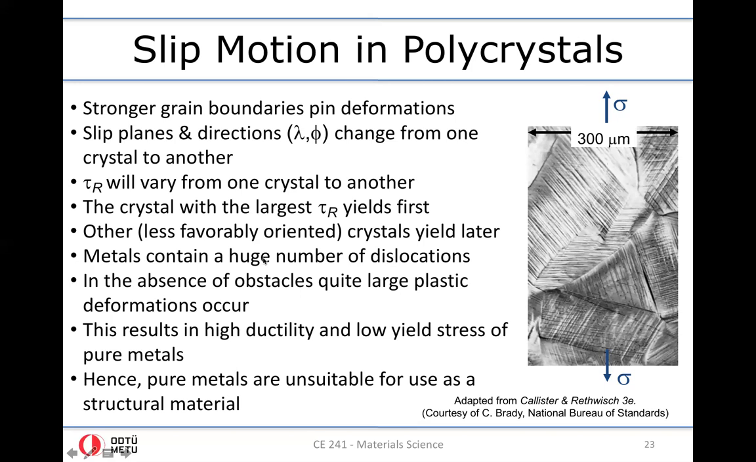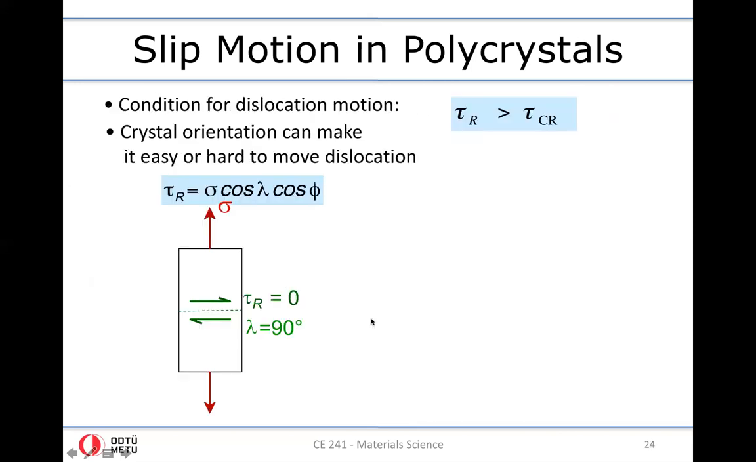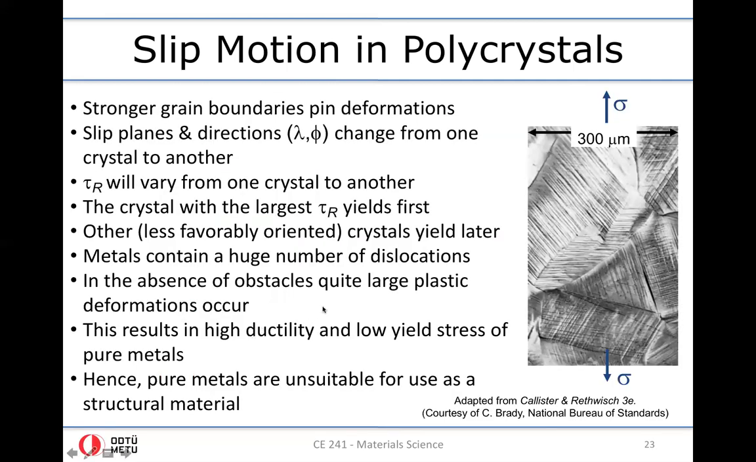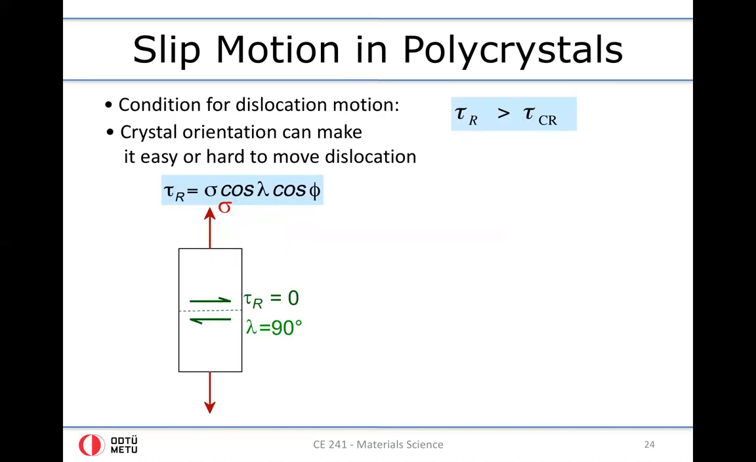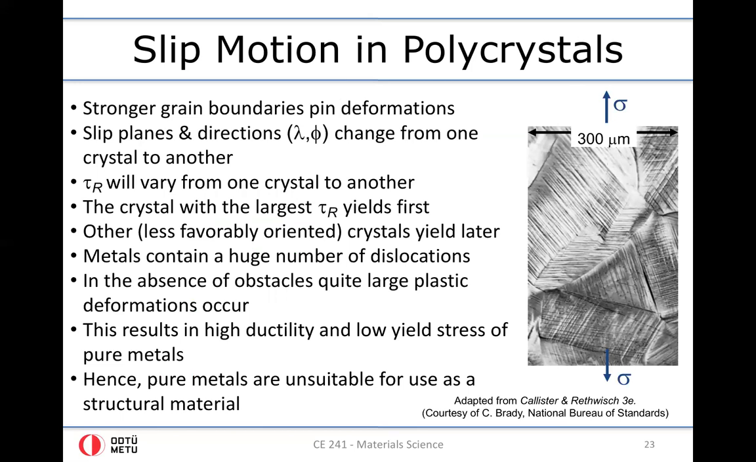So metals contain, as you know, generally a huge number of dislocations. This actually makes metals ductile. In the absence of obstacles, such as grain boundaries, or sometimes dislocations that can act as obstacles to one another's motion, quite large plastic deformations can occur. But the presence of obstacles, on the other hand, results in hardening in the material, as we will see in the last lab.